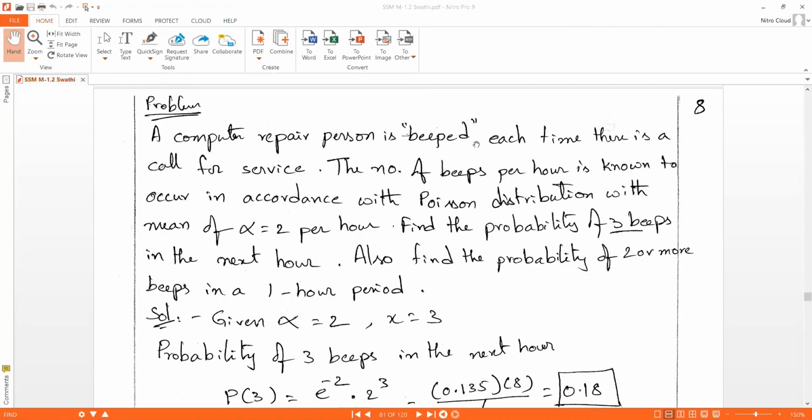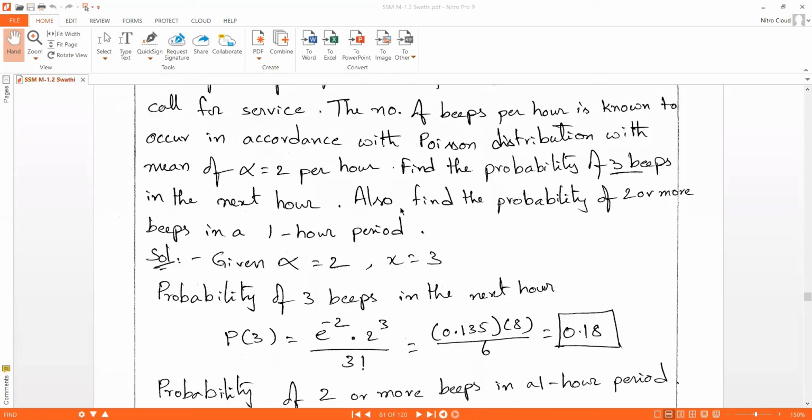A computer repair person's beeper beeps each time there is a call for service. The number of beeps per hour is known to occur in accordance with the Poisson distribution with the mean of alpha equal to 2 per hour. Find the probability of 3 beeps in the next hour. We need to find it. And also find the probability of 2 or more beeps in a 1 hour period. This is an example problem for Poisson distribution.